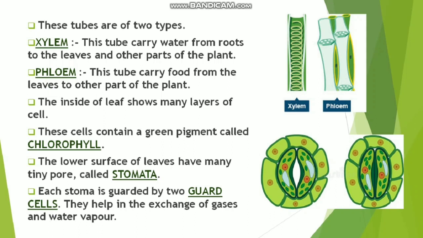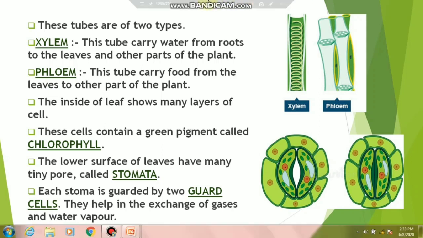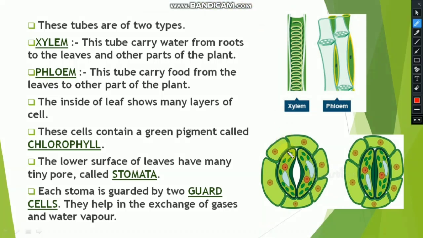Each stoma is guarded by two guard cells. They help in the exchange of gases and water vapor. Can you see these two kidney shapes? Yes, these are the guard cells. And through this stomata, the exchange of gases is done and water vapor is also released from here only. Okay students, so this was the structure of leaf.